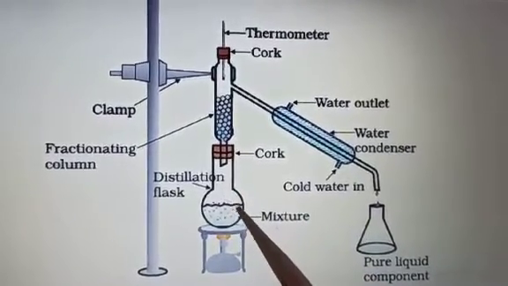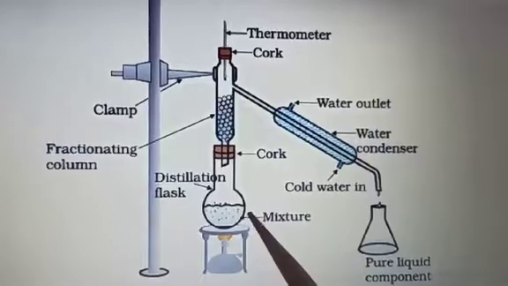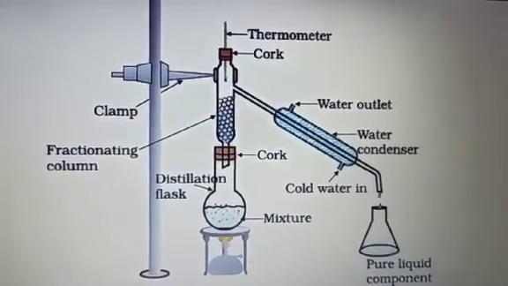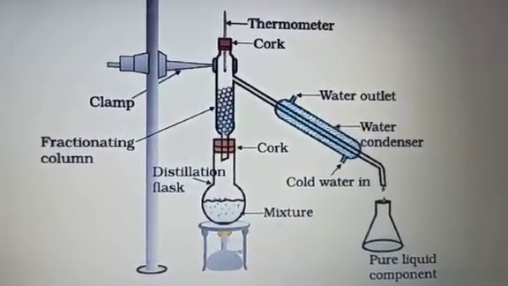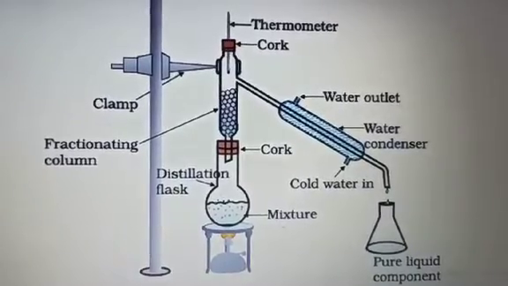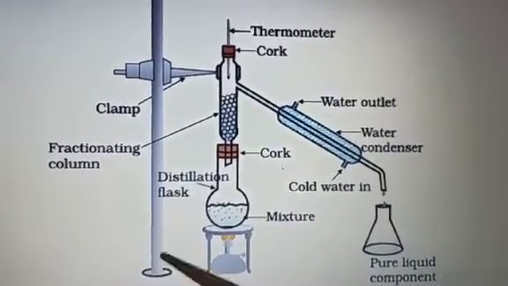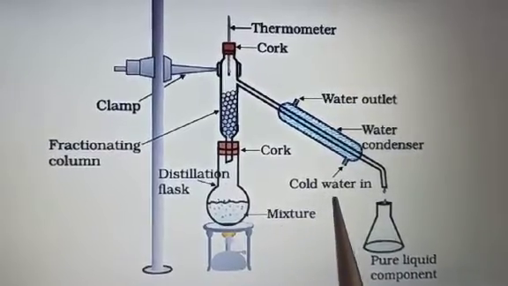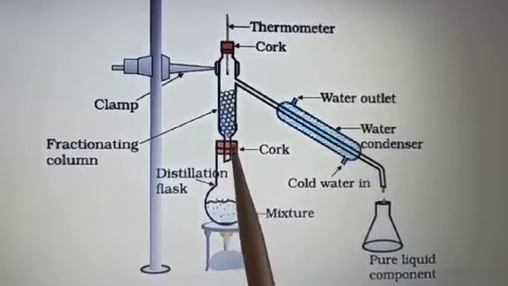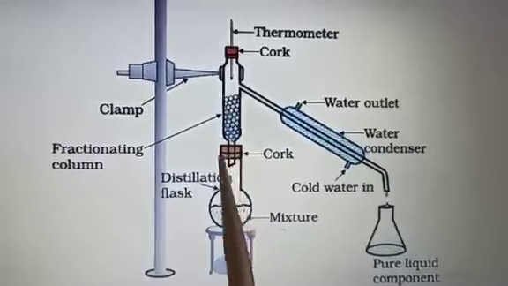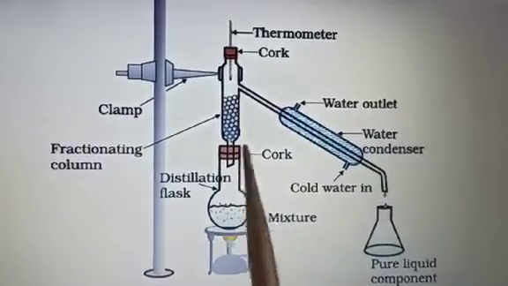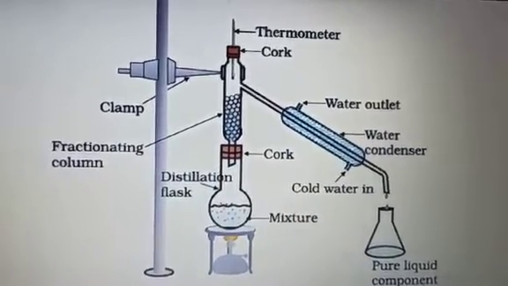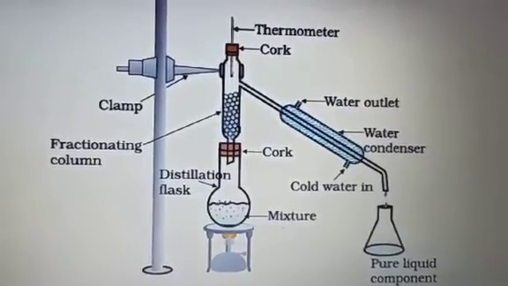So in this way, for a mixture having two or more liquids with a small difference in boiling points, below 25 degrees Celsius, the fractional distillation process can be used, and through these vapors, one by one the components will be separated. Thank you.